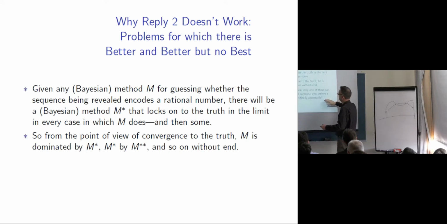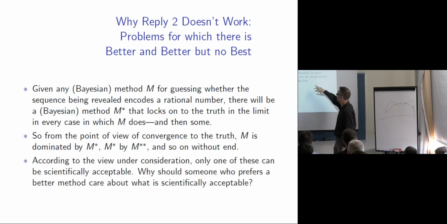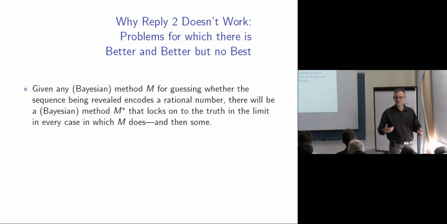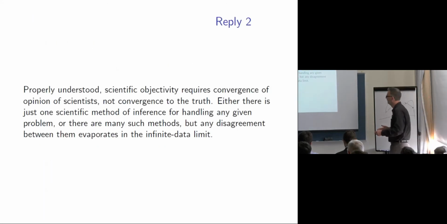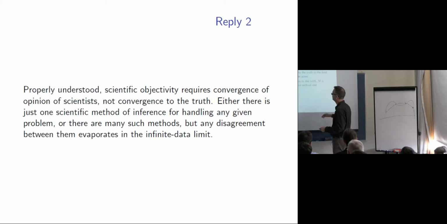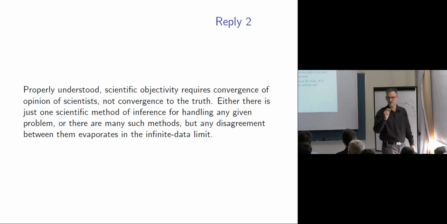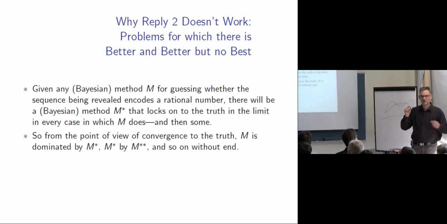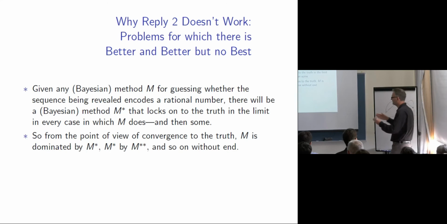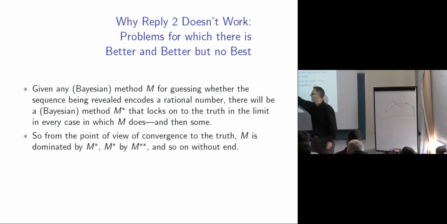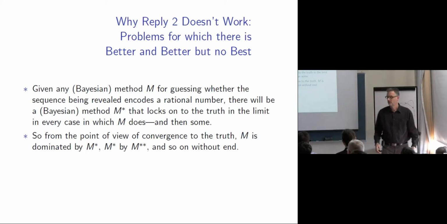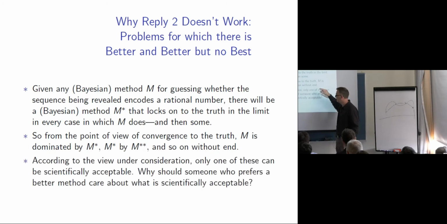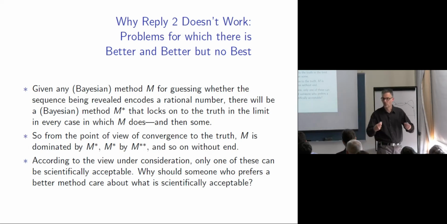So remember, the view under consideration is, either there's only one method, or there's only one admissible method, or they all agree asymptotically. All the admissible methods agree asymptotically. And what this is saying is, if there is one really good method, then there's also a bunch of methods better than it. Or if there's a bunch of methods that agree asymptotically, say they agree with m, well, they're all dominated by m star, because m star is better than m, and these things all have to agree with m in the limit. So according to the view under consideration, only one, m or m star or m double star or whatever, can be scientifically acceptable. That's the core of the view.